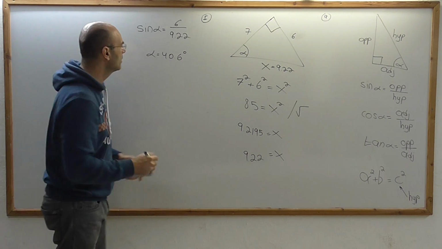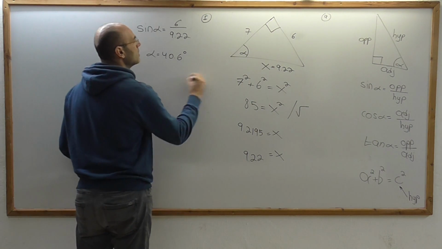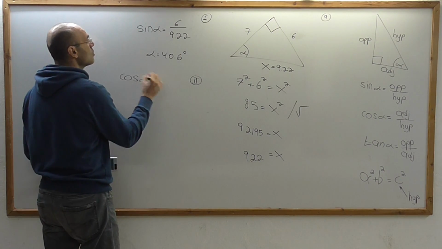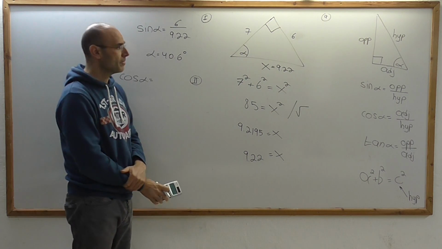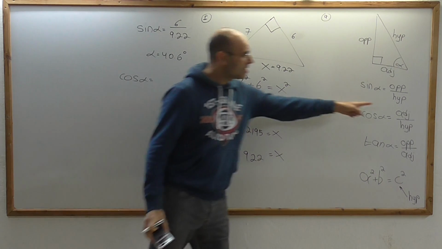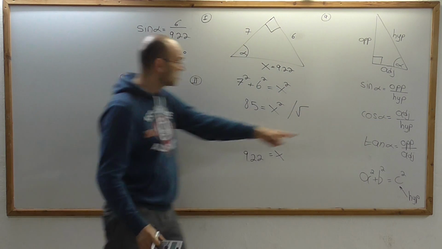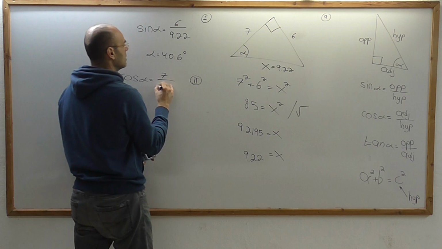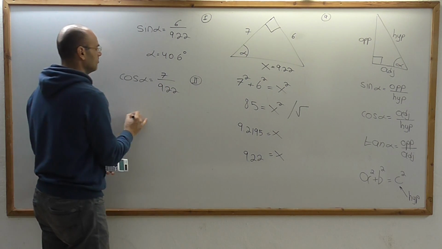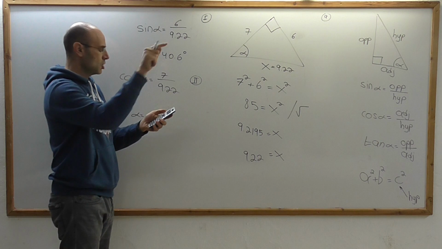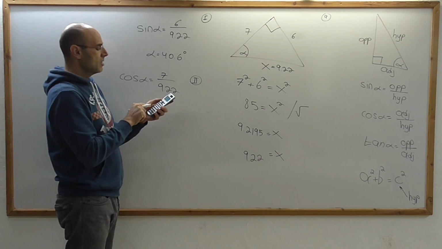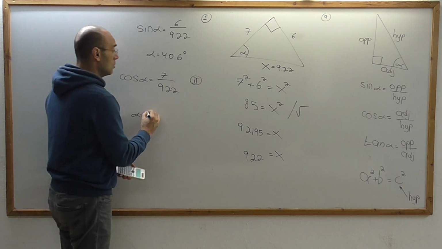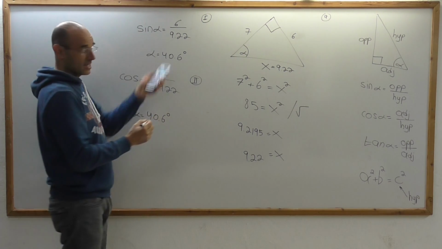Let's try it another way. Let's try it with a cosine. What happens if we say cosine alpha? Cosine alpha is the adjacent over the hypotenuse. Adjacent is 7 over hypotenuse 9.22. Again, we do shift cosine 7 over 9.22. 40.6. Exactly the same.